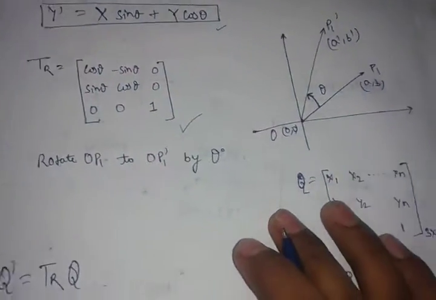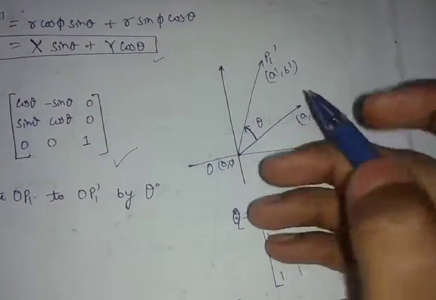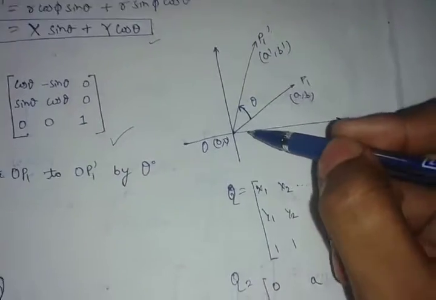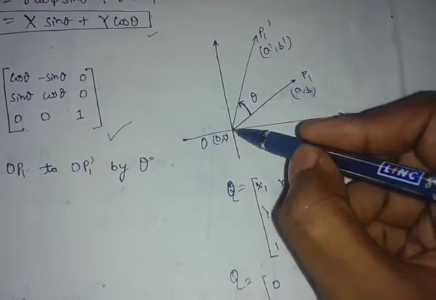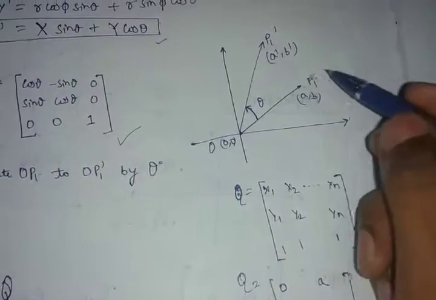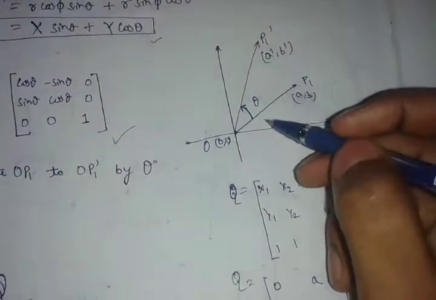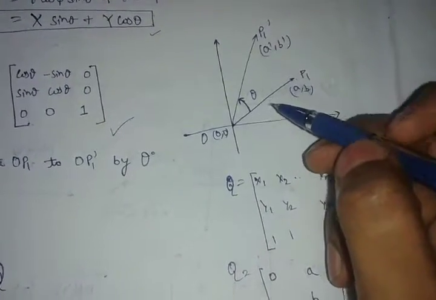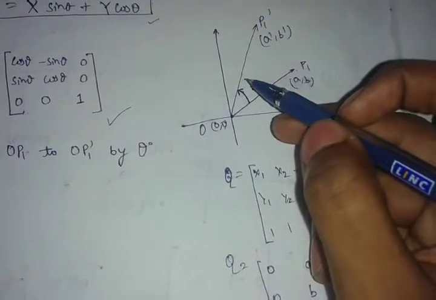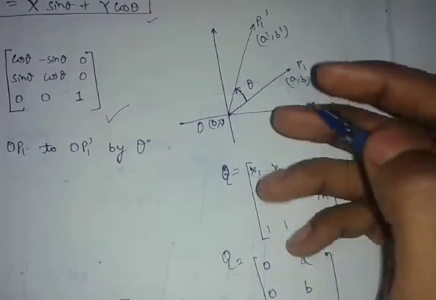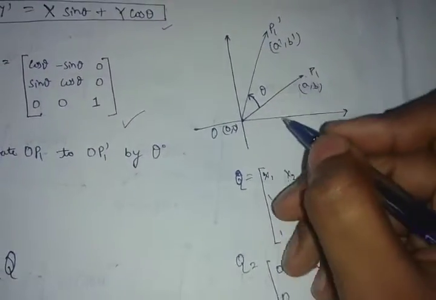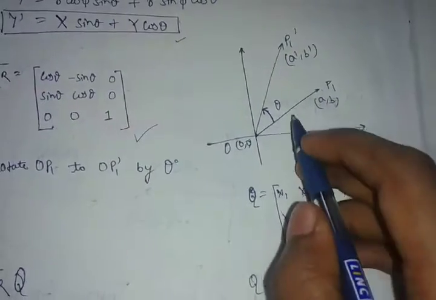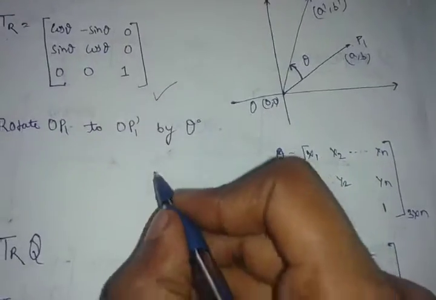Fine. So suppose you are given a question, you have a line from 0, 0 to a, p. Now if they ask you to rotate this line by theta degree angle in anti-clockwise direction, or you can say in counter-clockwise direction, what you do is you first find the matrix. So how can we draw the matrix?